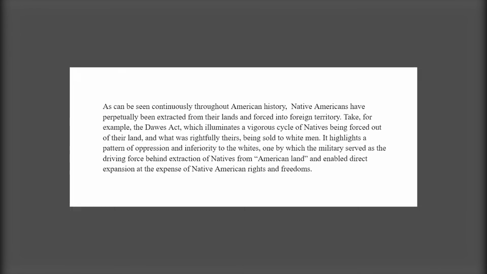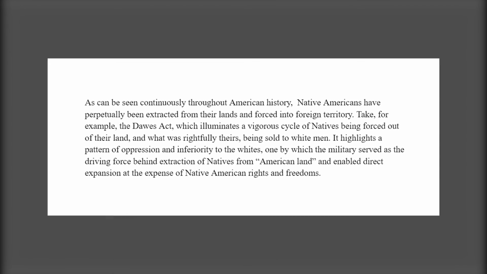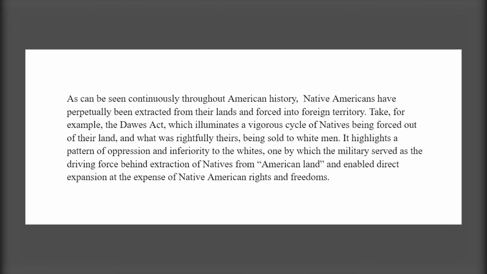For example, using the same prompt, this response would not receive the point. As can be seen continuously throughout American history, Native Americans have perpetually been extracted from their lands and forced into foreign territory. Take, for example, the Dawes Act, which illuminates a vigorous cycle of natives being forced out of the land and what was rightfully theirs being sold to white men. It highlights a pattern of oppression and inferiority to the whites, one by which the military served as the driving force behind extraction of natives from American land and enabled direct expansion at the expense of Native American rights and freedoms.